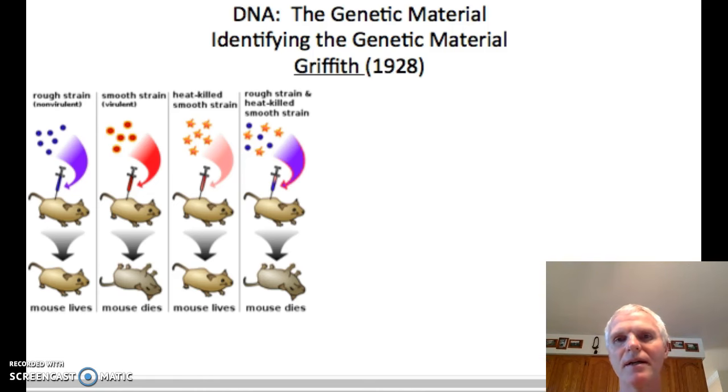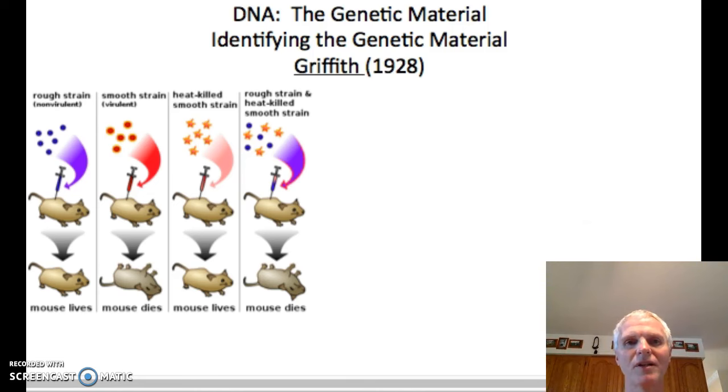He was in the 1920s and he was working with a bacterium called Streptococcus pneumoniae. And some strains of this bacteria are virulent. That means they cause pneumonia and make the mouse or host organism sick, and other ones are not virulent and they don't make the organism sick. The virulent kind would be the smooth strain. Those have a smooth capsule around the bacterium, and the ones that are not virulent are the rough strain.